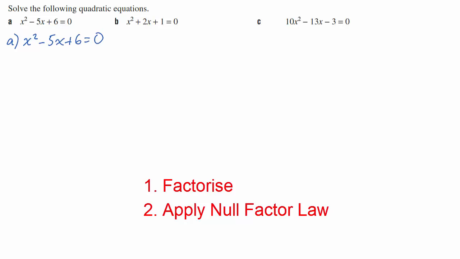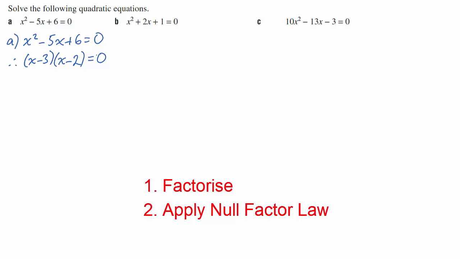Let's look for two numbers that multiply to 6 and add to minus 5. The obvious two factors here would be minus 3 and minus 2, because negative 3 times negative 2 is 6, and negative 3 plus negative 2 is minus 5. So our factors are x minus 3, x minus 2, and that equals 0.